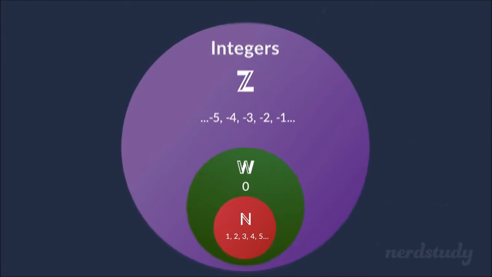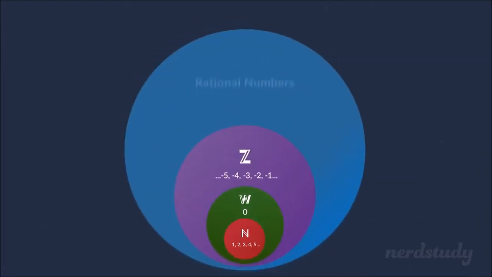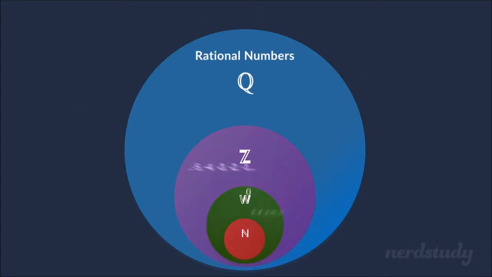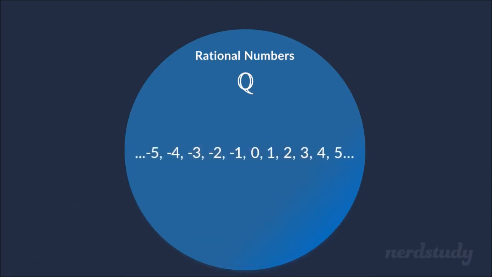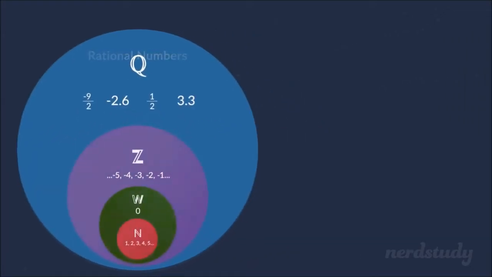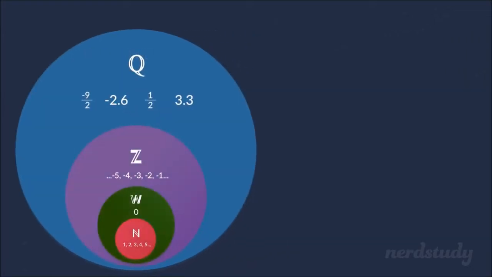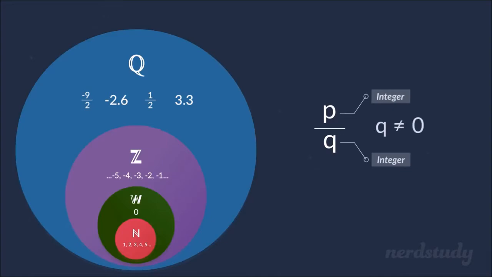The next classification of numbers are called rational numbers, which can be denoted using this symbol. And again, rational numbers encompass all of the other classifications that we've mentioned so far, as well as decimals and fractions. However, the decimal numbers must be numbers that can be expressed as a fraction p over q, where p and q are integers, and q is not 0.